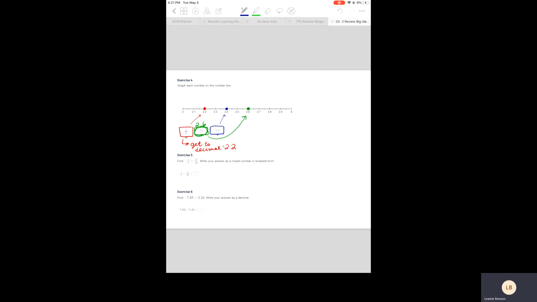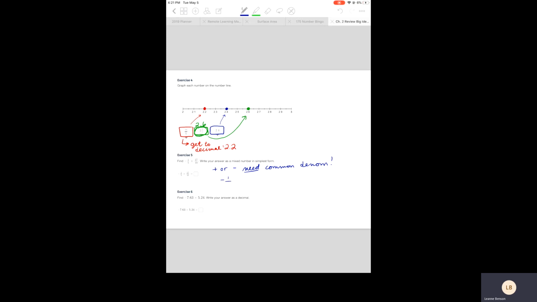Okay, number 5, we have fractions. Anytime we're adding or subtracting, we need a common denominator. Okay, we can't add together things that have different denominators. So right now we have different denominators, so we need to convert those to have the same value.